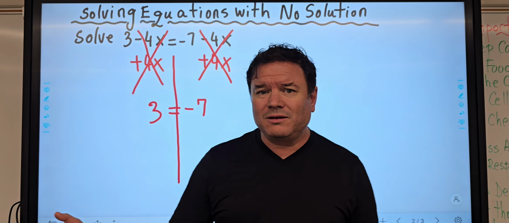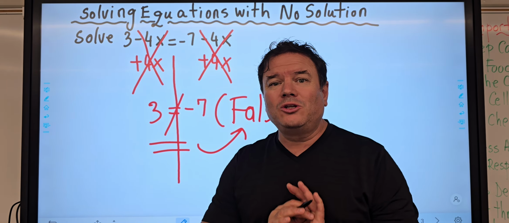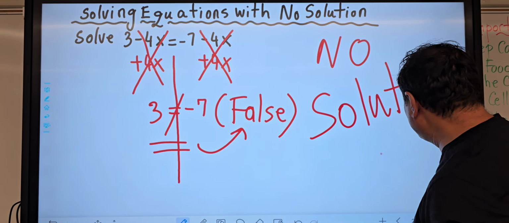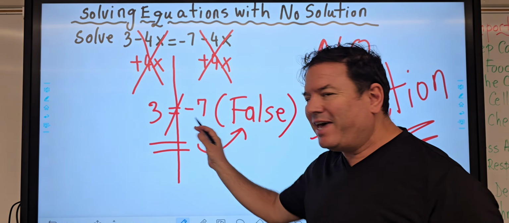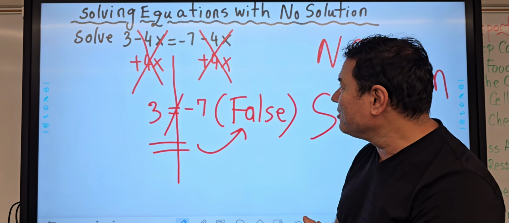False statement. So, anytime you solve an equation and all the variables cancel out, and you end up with a false statement, 3 does not equal negative 7, that's a false statement. We say that this equation has no solution. No solution. No solution if we end up with a false statement after we cancel all the variables.